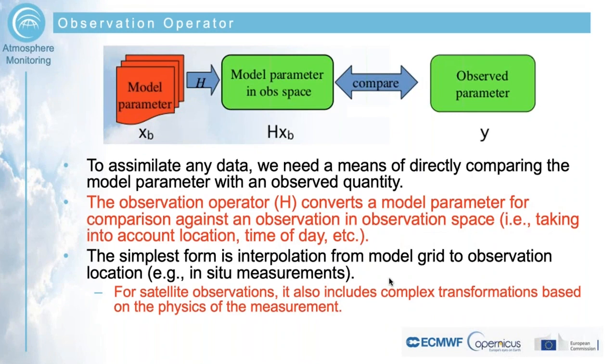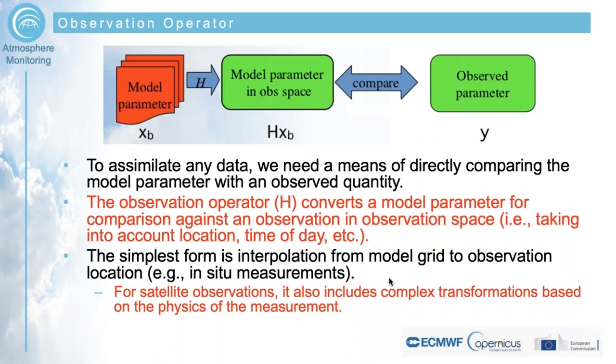So another way to look at data assimilation is how we get the observation to be comparable with the model state. We do this through a parameter called an observation operator, which essentially converts the model forecast for comparison against the observation in the same space that the observation was made. That takes into account the location of the observation, the time of day, any of the physics of the measurement and the instrument that's used to make the measurement.